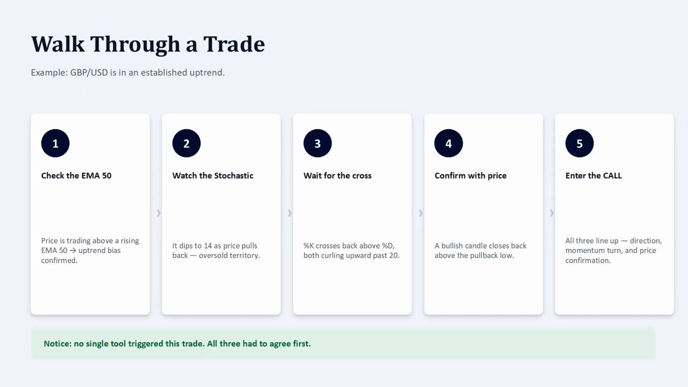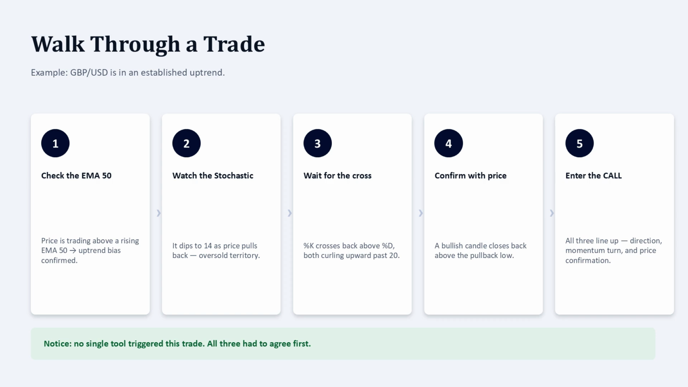Let's walk through a real example. Pound sterling to US dollar is in an established uptrend. Step 1, check the EMA 50. Price is trading above a rising EMA 50, uptrend bias confirmed. Step 2, watch the stochastic. It dips to 14 as price pulls back, oversold territory. Step 3. Wait for the cross.